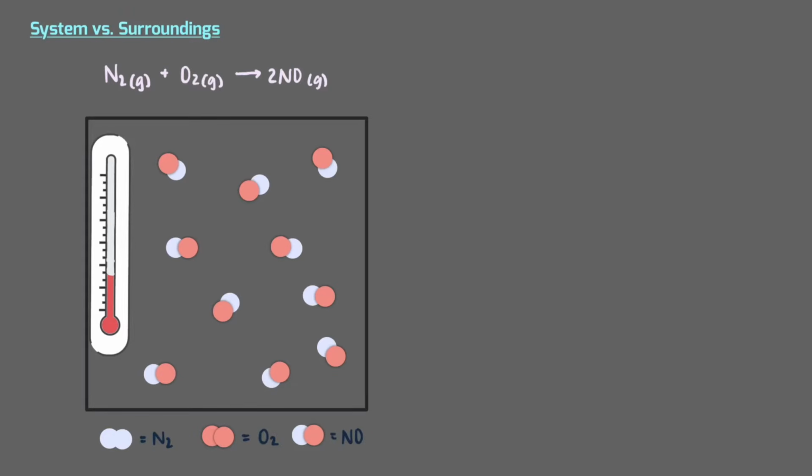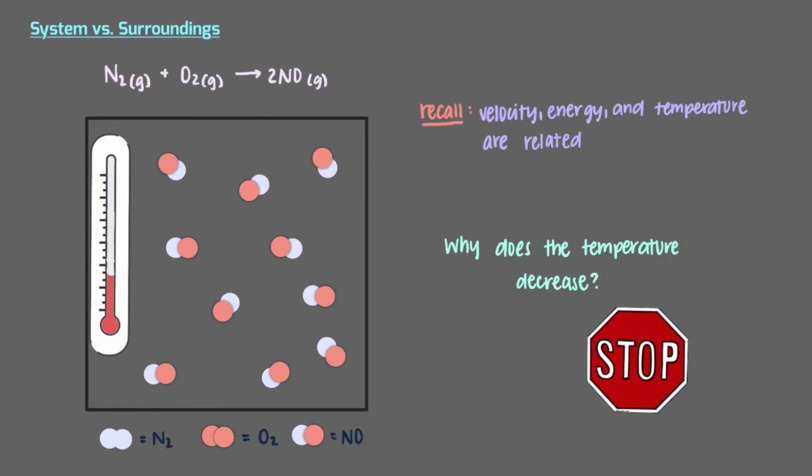We see that we formed nitric oxide, which is what we expected. But something else has also happened. The temperature in the container has decreased. Recall that we talked about the relationship between velocity, energy, and temperature in a previous video. So why does the temperature decrease?